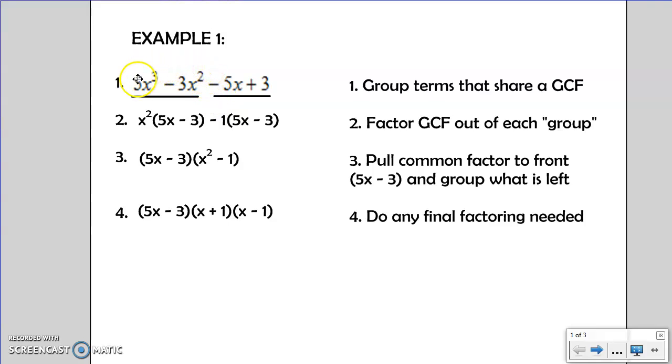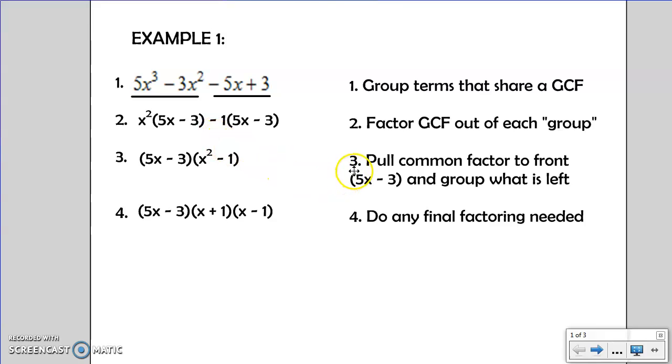So these first two terms share an x squared term. When you pull that out, you end up with x squared times 5x minus 3. Then you see that because you need a 5x minus 3 again, you can pull a negative 1 out of here to kind of force that to work.